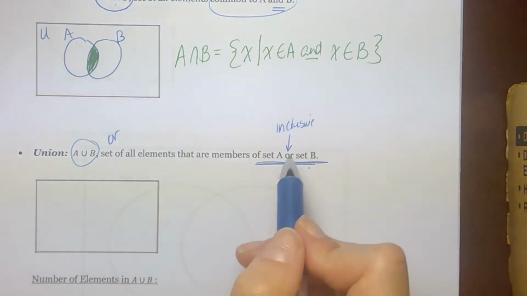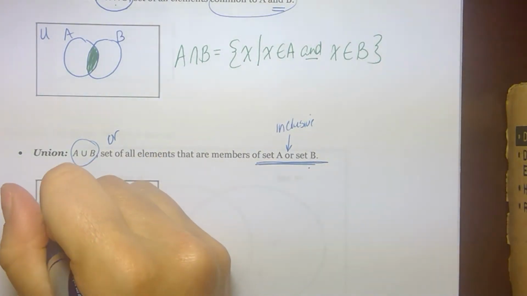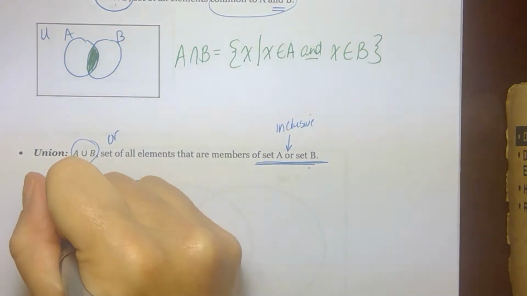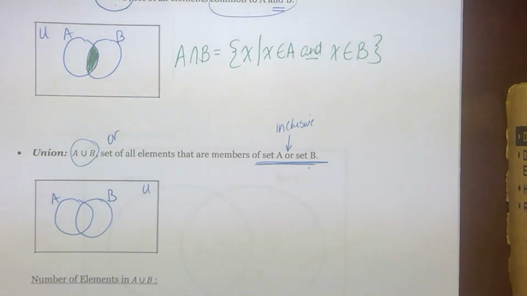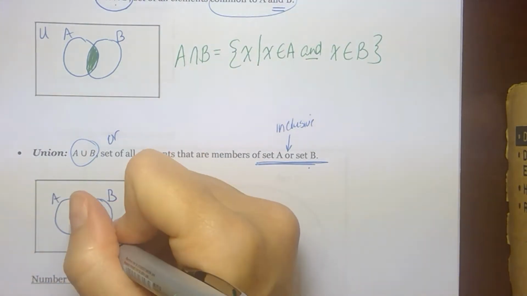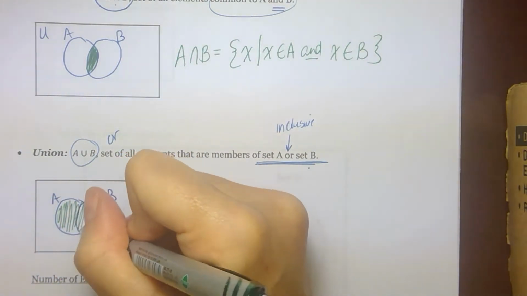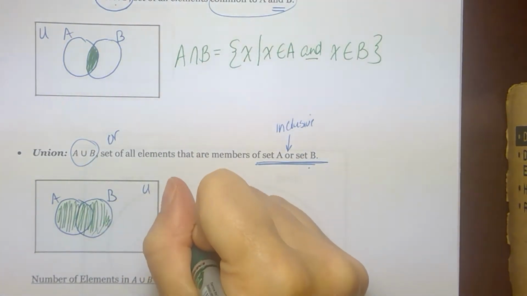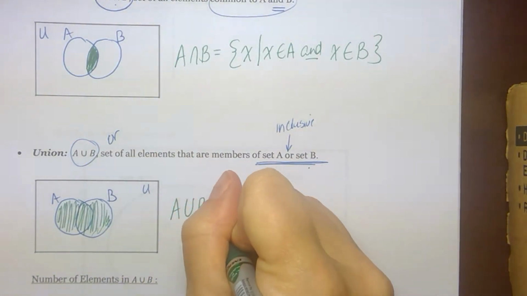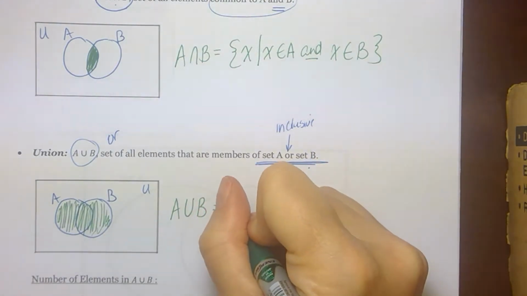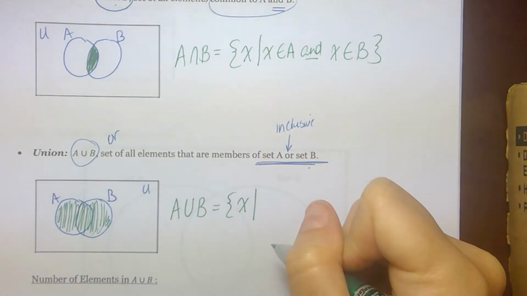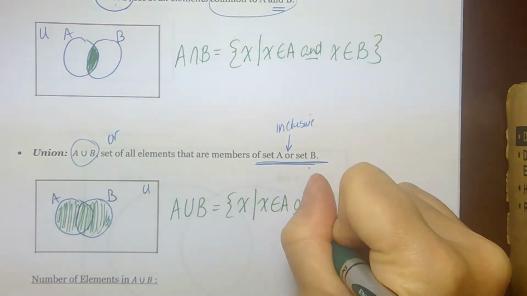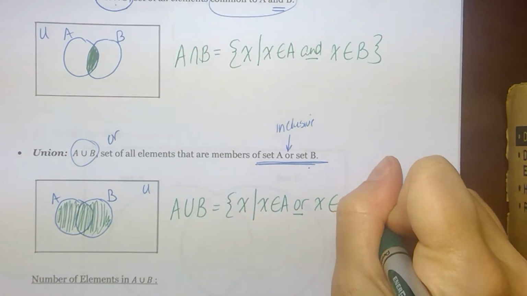So my inclusive OR, A or B or both. Set up our universal set with our overlapping loops, A, B. If I'm going to shade the union, I'm going to shade all of loop A as well as all of loop B. So A union B, A or B, is the set of all elements X such that X is an element of A or X is an element of B.